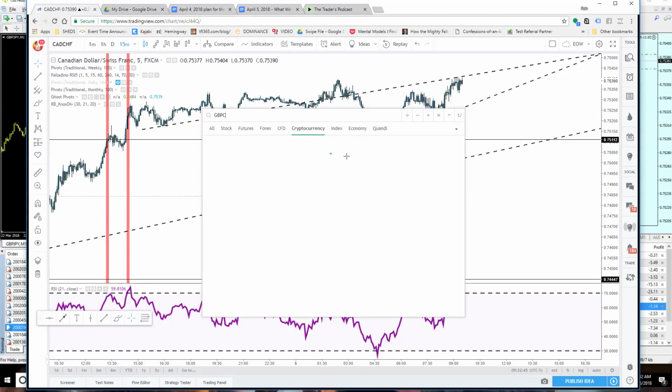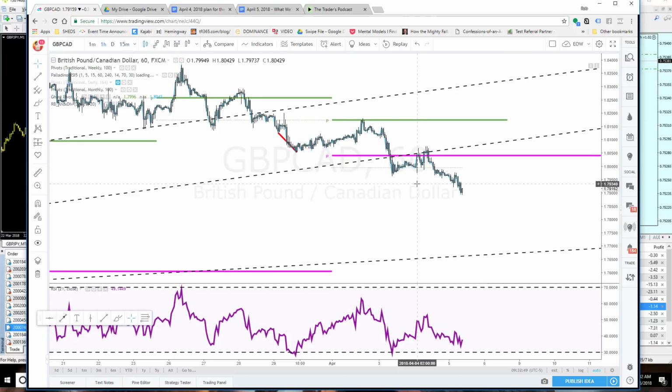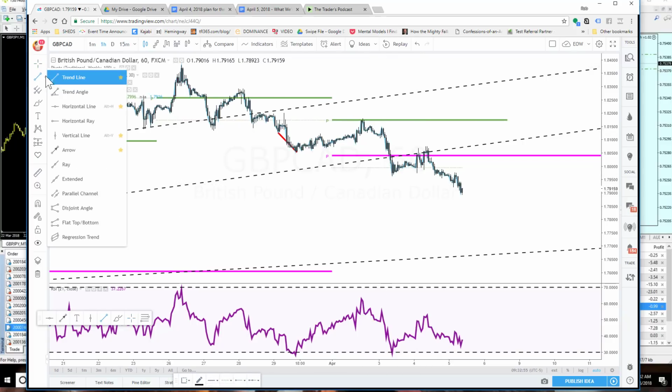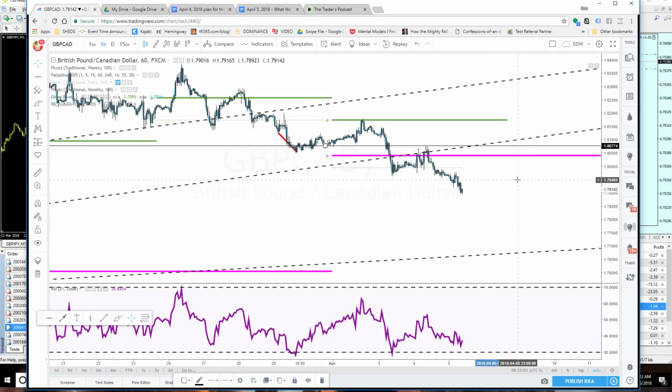Type this into the charts here. Now I'm long 80.77. I need a horizontal line. 80.77 is above the monthly pivot in purple. It's right there. Wow, we're not even bullish divergent yet.